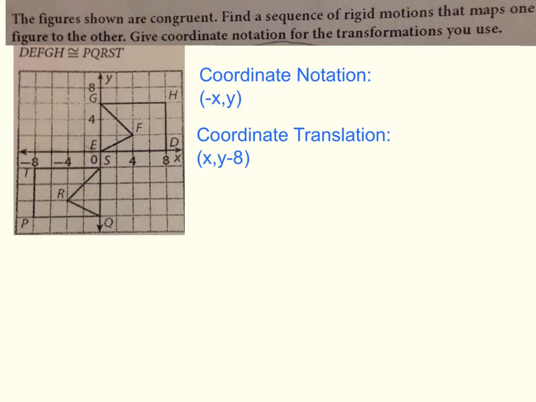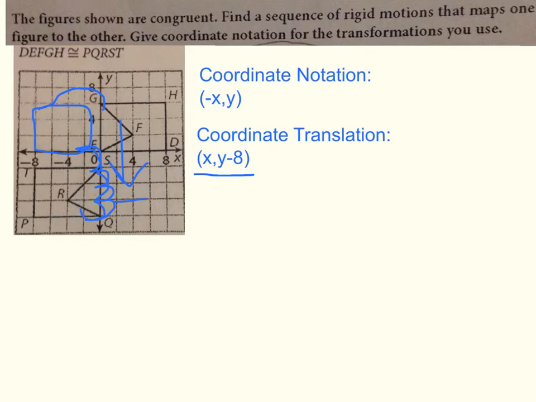And the equation for the coordinate translation is x comma y minus 8. It's minus 8 because after we reflected this shape, we moved down by 8. So because we moved down, it automatically is negative. And we went down by 8. 2, 4, 6, 8.